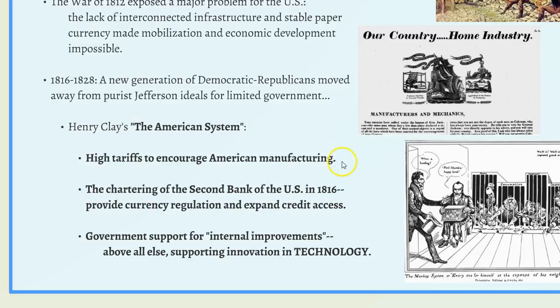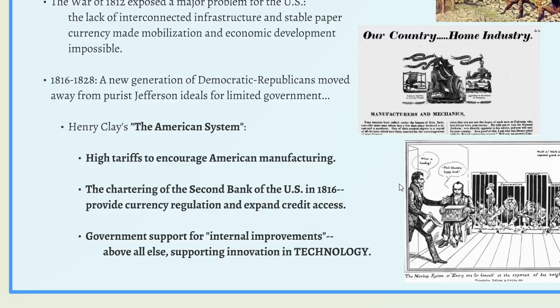One, high tariffs, in other words, high taxes on cheap foreign goods in order to encourage and protect American manufacturing. Secondly, he believes the United States should absolutely charter a second central bank, a second Bank of the United States, which it is going to do in 1816. In his view, this is critical to not only providing more standardized currency regulation, but also expanding credit access to other smaller banks and ordinary Americans who are looking to access credit in order to make investments in all sorts of purchases.